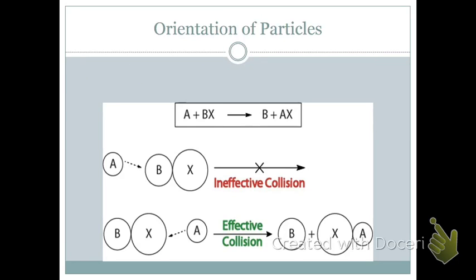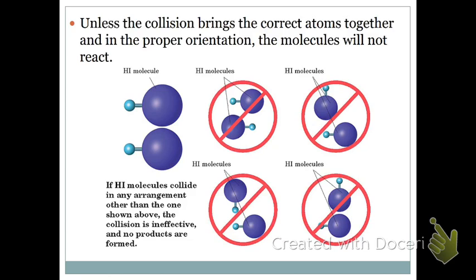So I have a visual. It shows you that if it's an ineffective collision, they don't line up and the reaction doesn't happen. But if it's effective, then in this case, which would be a single replacement, A would replace B and form a new compound. And here's another example with the HI molecule. In order for it to react, the molecule needs to be lined up correctly with the next molecule.